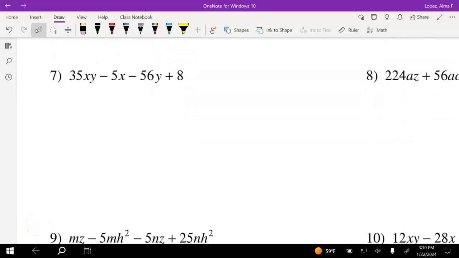This is factoring by grouping, part 2. Let's start with number 7. I'm going to write down the prime factorization of the numbers right above so that you can see it.